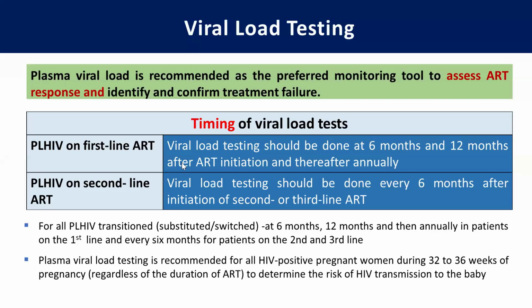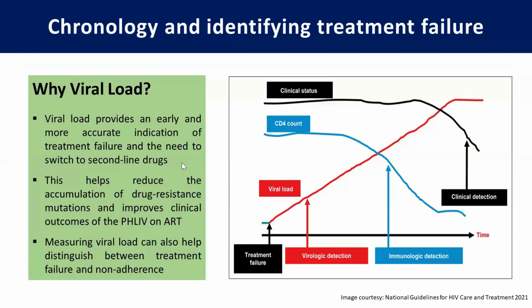Plasma viral load testing is recommended for all HIV positive pregnant women during 32 to 36 weeks of pregnancy, regardless of the duration of ART, which is important to do because we determine the risk of HIV transmission to the baby. So that is why at the gestational age of 32 to 36 weeks, all HIV positive pregnant women should undergo a viral load testing.